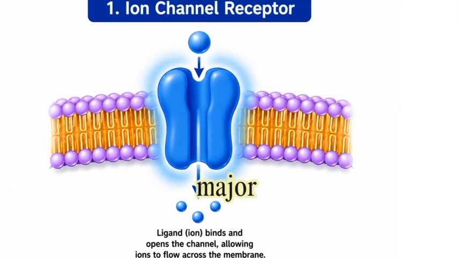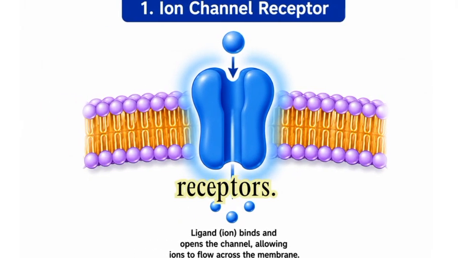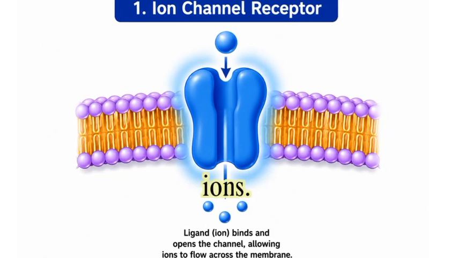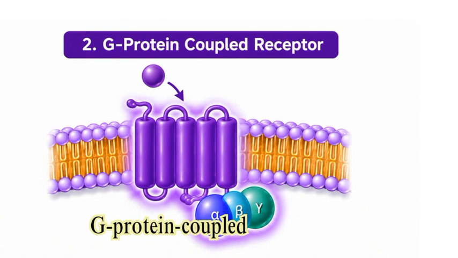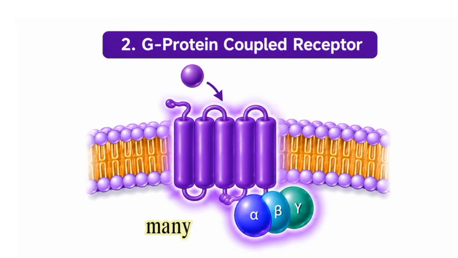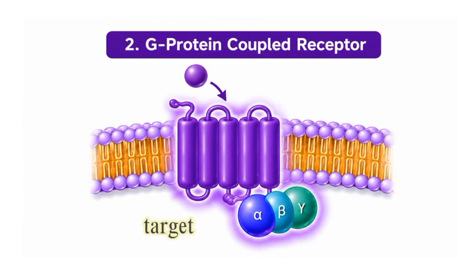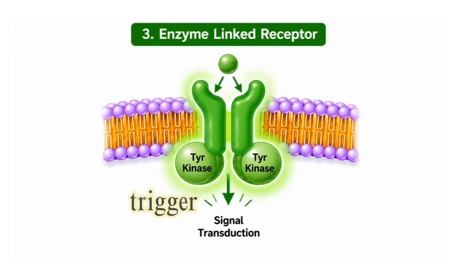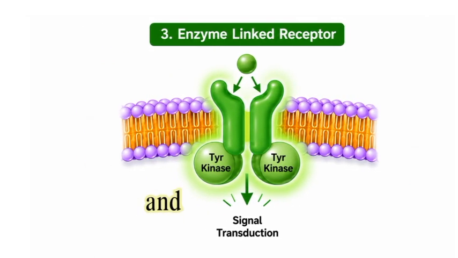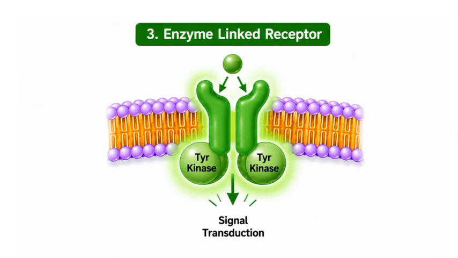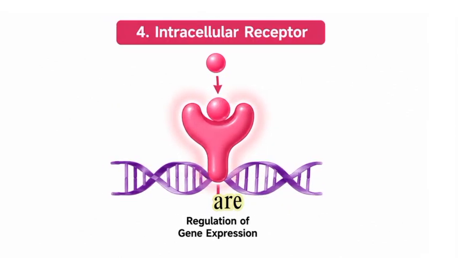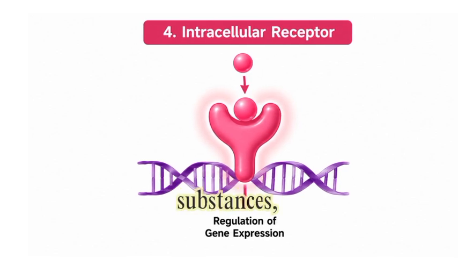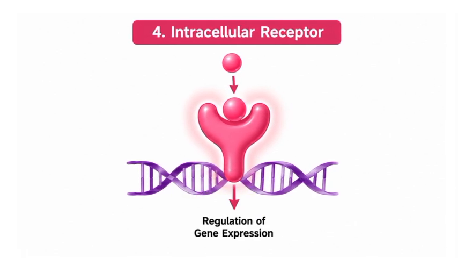There are several major types of drug receptors. Ion channel receptors rapidly control the movement of ions. G-protein-coupled receptors regulate many body functions and are the target of numerous medicines. Enzyme-linked receptors trigger enzyme activity and influence cell growth. Intracellular receptors are located inside cells and are activated by lipid-soluble substances, such as steroid hormones.